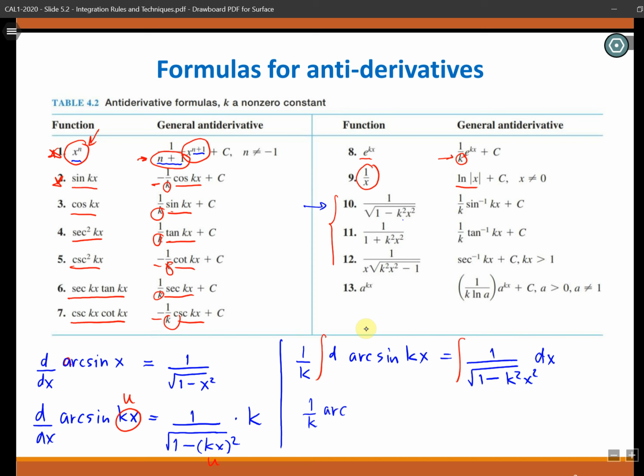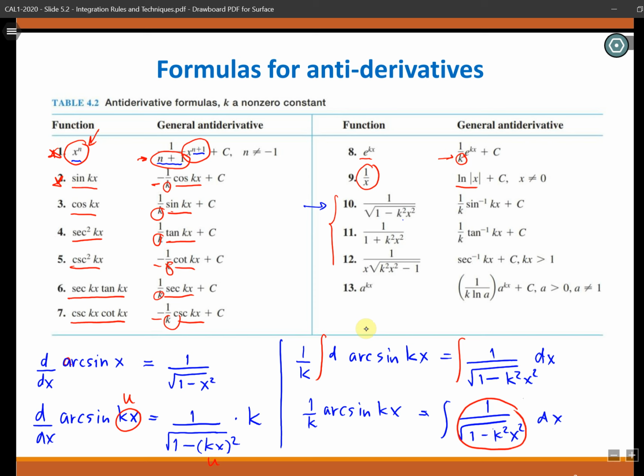arcsin k of x. It's going to be equal to the integration of 1 over 1 minus k squared x squared, which means that this term inside, let me change that, I'm sorry, it's supposed to be red. This term inside is the antiderivative of this 1 over k arcsin kx.